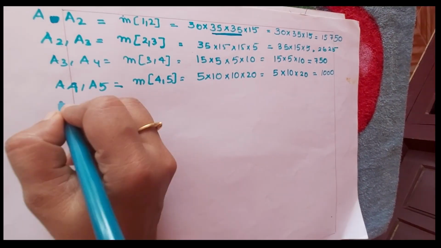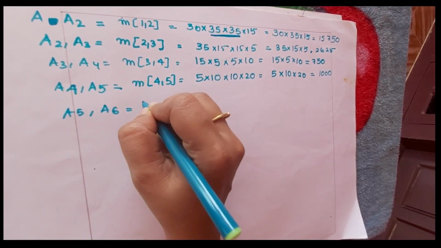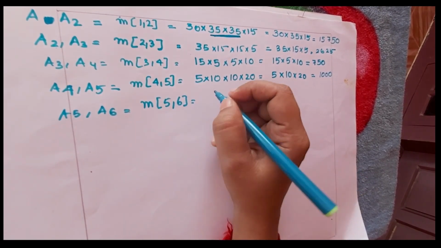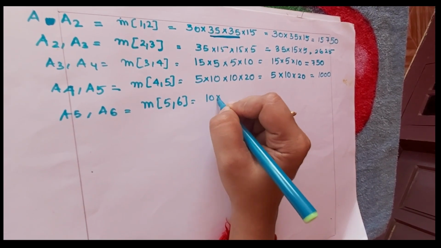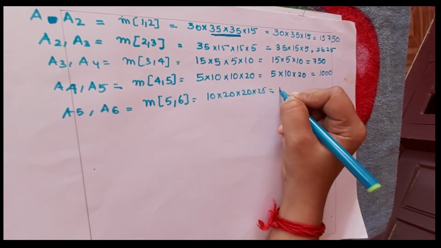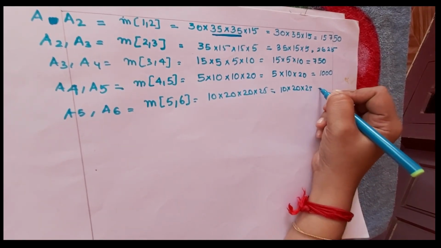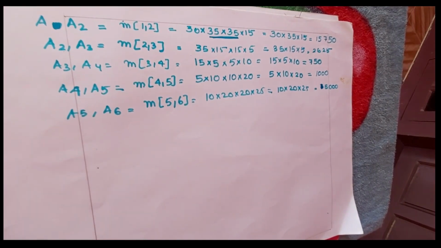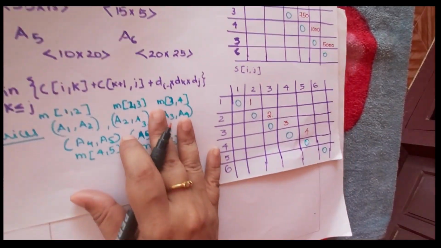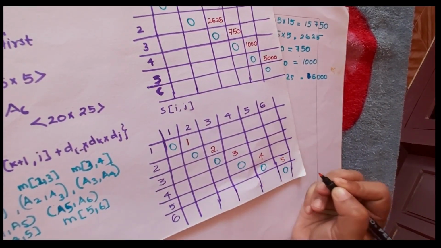Next I am going to take the combination of A5, A6. That is written as m of 5 comma 6, which is equal to 10 into 20 into 25. So which is written as 5000. So update in the table 5000. And the split is happening from the 5. So you must write 5 here.